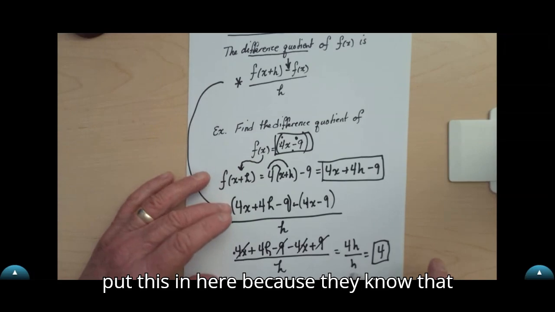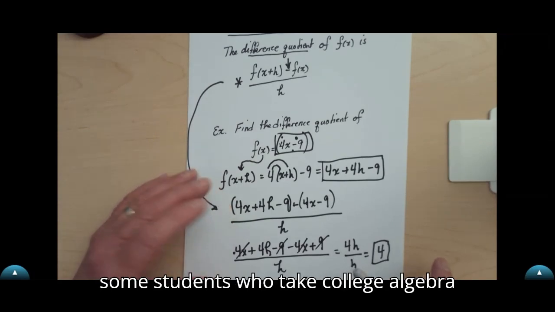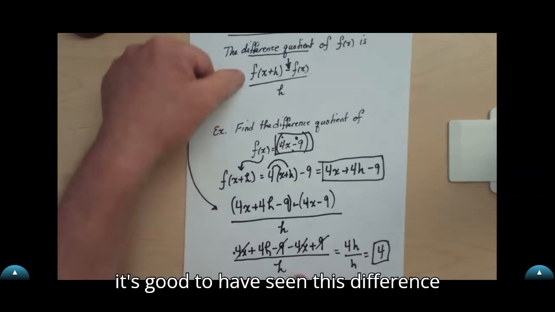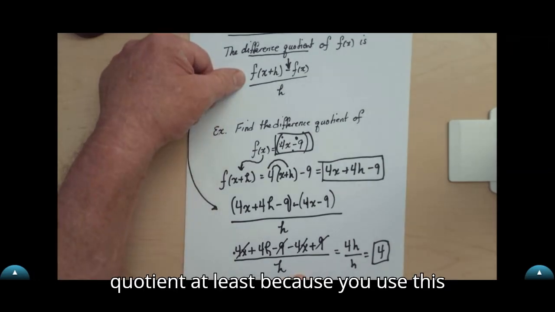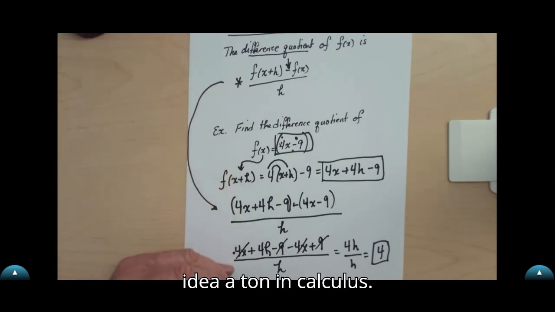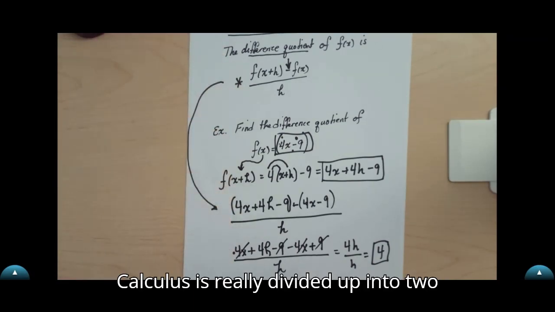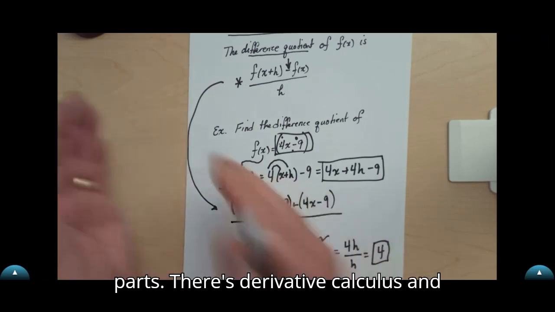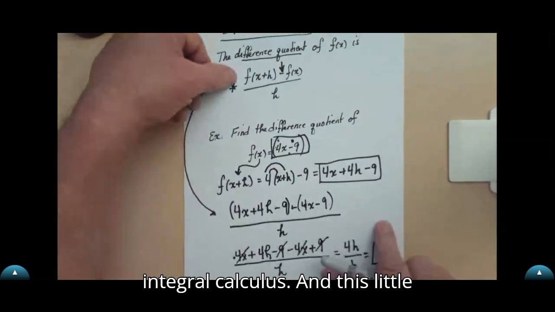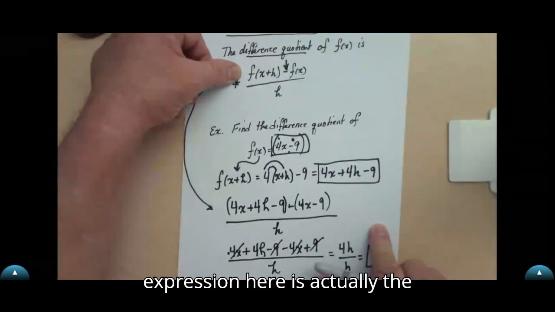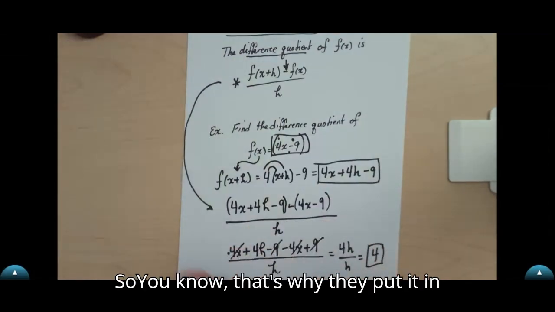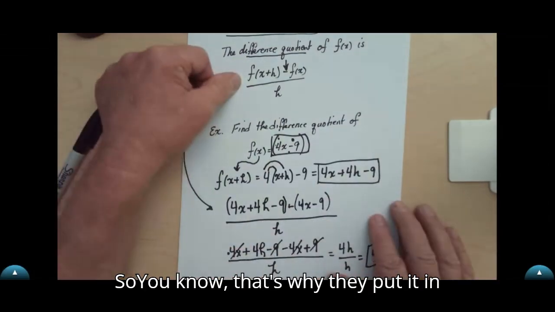which means nothing to you if you never had a calculus class. They put this in here because they know that some students who take college algebra will ultimately take calculus. And so it's good to have seen this difference quotient at least, because you use this idea a ton in calculus. Calculus is really divided up into two parts, derivative calculus and integral calculus. And this little expression here is actually the gateway to all of derivative calculus. So that's why they put it in here.